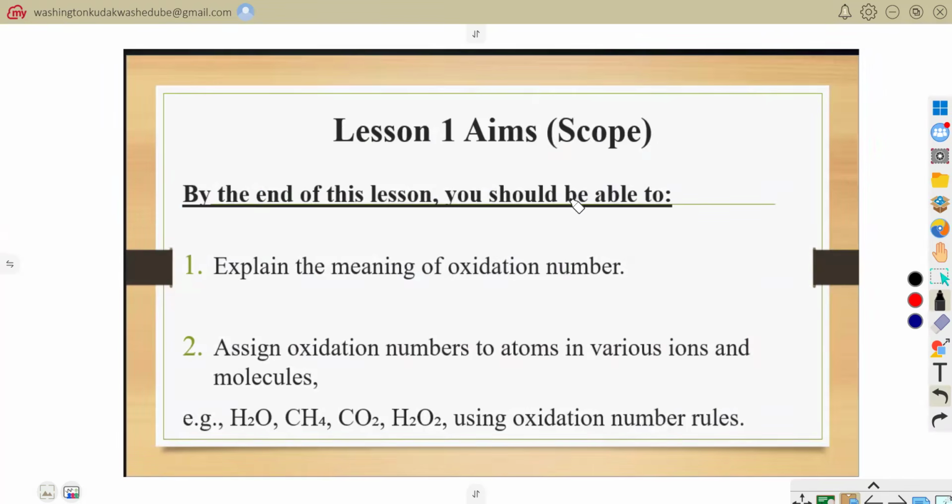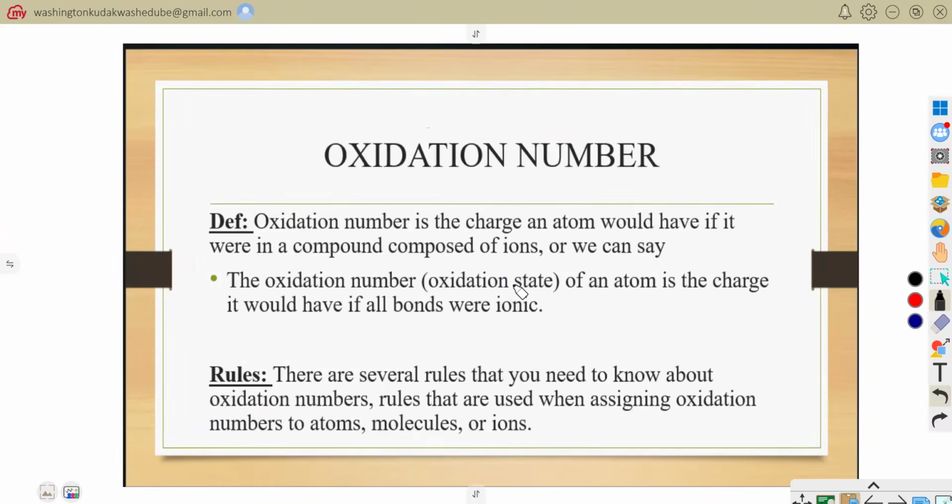By the end of this lesson, we should be able to explain what an oxidation number is. After that, we should be able to assign oxidation numbers to atoms in various ions and molecules. For example, if you're given water, methane, or carbon dioxide, you are supposed to assign oxidation numbers to the hydrogen atoms and oxygen atoms within these molecules. If it's an ion or a compound, we are also supposed to be able to assign oxidation numbers to those.